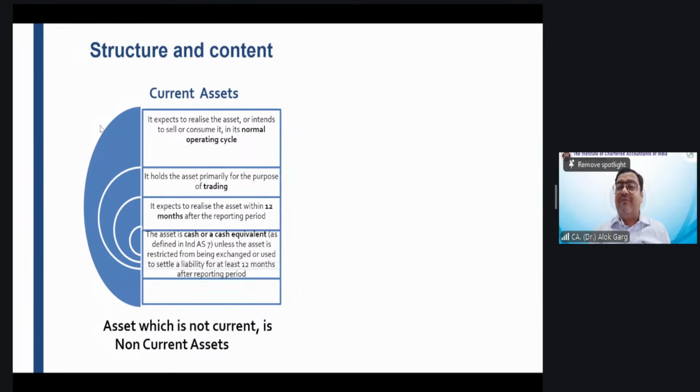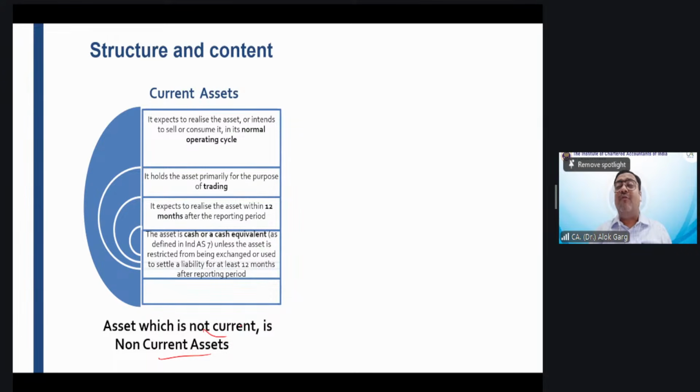What is the definition of non-current asset? An asset which is not current is a non-current asset. Very simple definition. Sir, I wish this non-current asset definition will come in the exam, right? So an asset which is not current is a non-current asset.